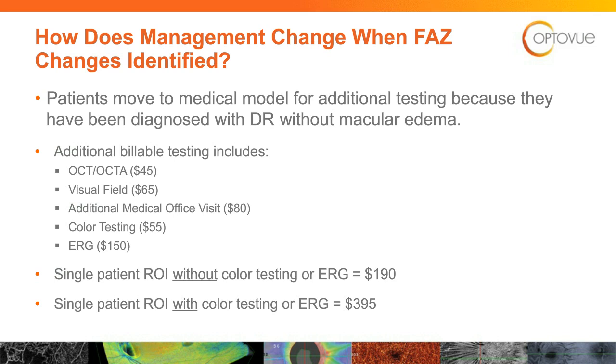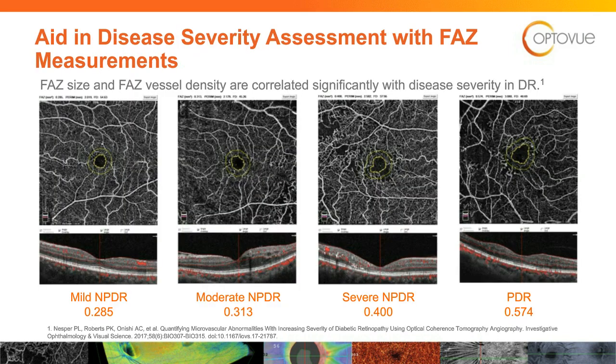So again, here's another FAZ enlargement, and watching this over time. Mild NPDR, moderate NPDR, severe, notice the numbers. There's a trend as the ischemia gets worse, the size of the FAZ gets bigger and bigger. Remember, normals, 0.1 to 0.2. I see most normals right in the 0.1 to 0.2.